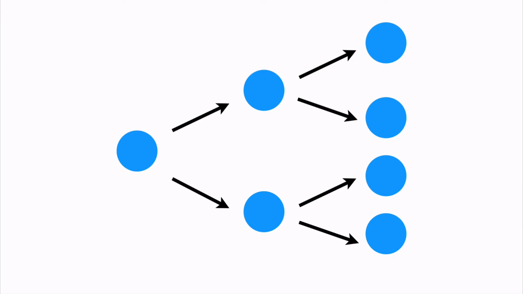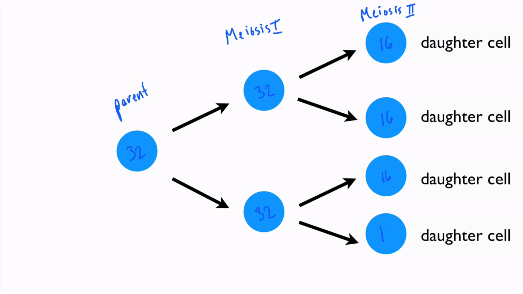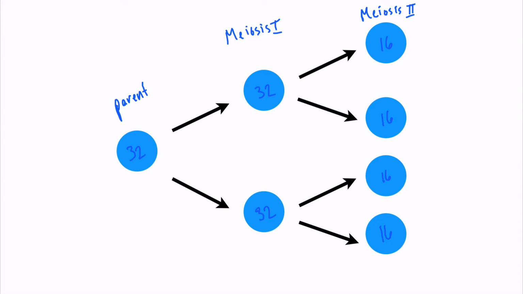Say, an organism with 32 chromosomes in the parent cell. At the end of meiosis 1, you'll have 2 cells with 32 chromosomes. At the end of meiosis 2, the second phase, that number would be halved. So in each daughter cell, they have half the genetic information as the parent.